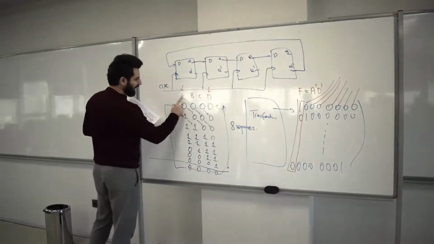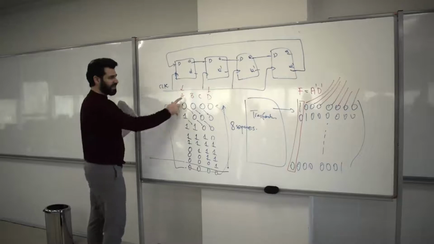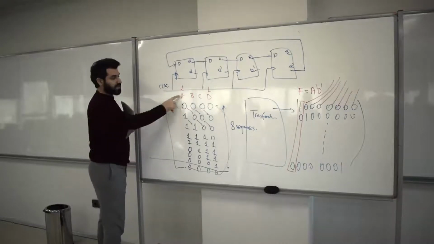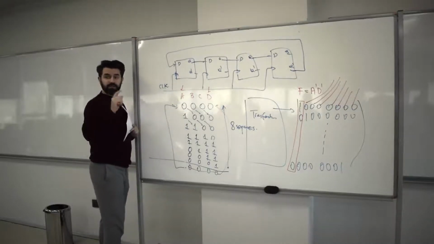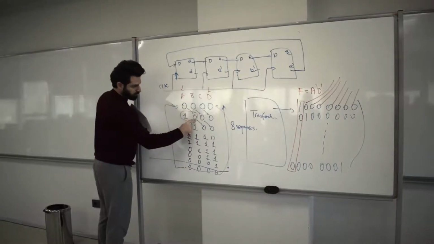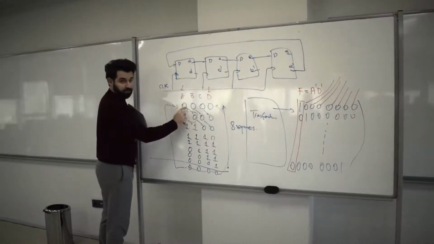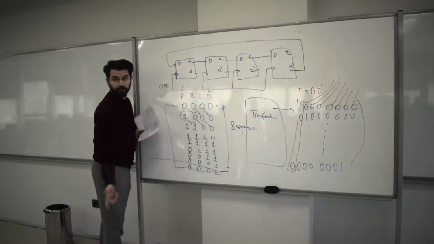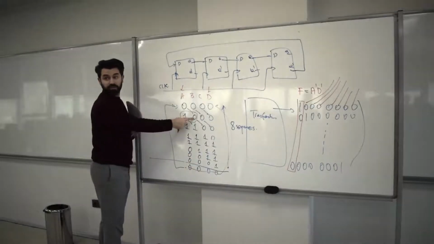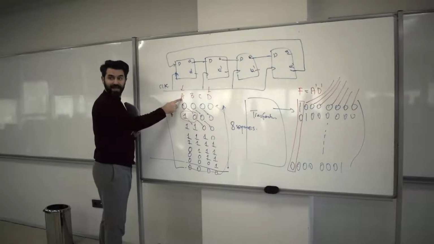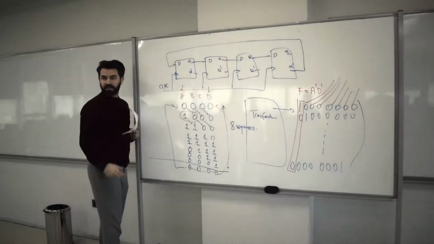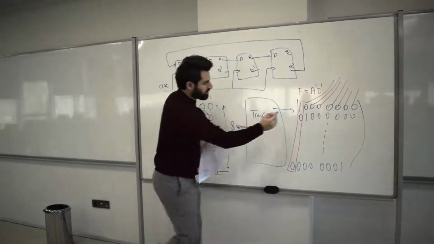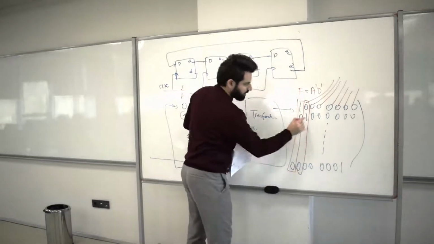For example, look at A and B. A is 1 and B is 0 in only one place, and that is this place. The rest of them are 0, 0, 1, 1, 1, 1, 1, 1, 0, 1, 0, 0, 0, 0. There's only one place that they are 1, 0. So that means I can just use A and B prime. That's going to give me what I want. That is the second column up here. Okay, that's what I want.